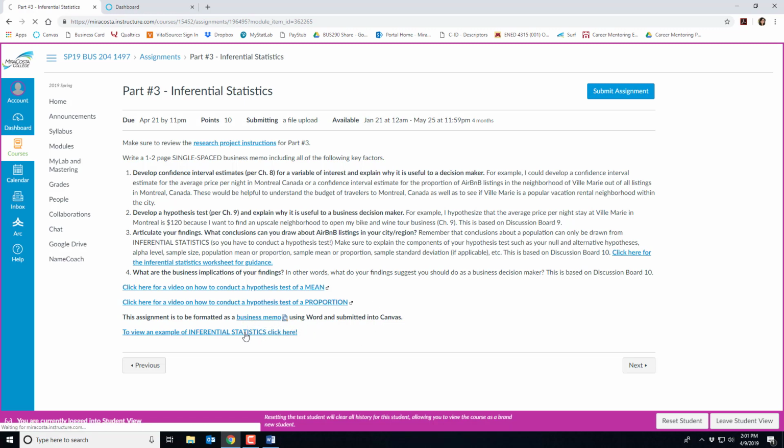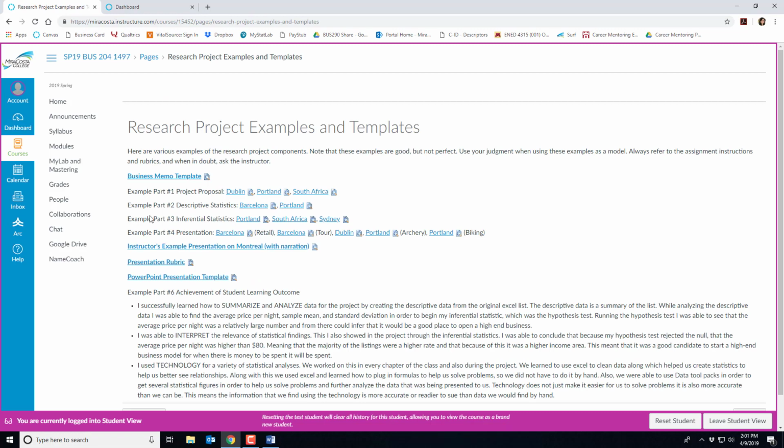And then if we click right here, you can actually see examples of Part 3 inferential statistics. I have 3, Portland, South Africa, and Sydney, that you can see from previous classes. Again, they're not perfect assignments, but they're good. They're like A-level assignments. So you can see how you can model yours similarly, but you want to make sure to follow the instructions on the assignment as your checklist. So if you have any questions, just let me know.